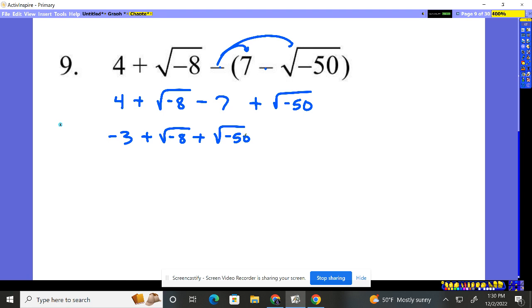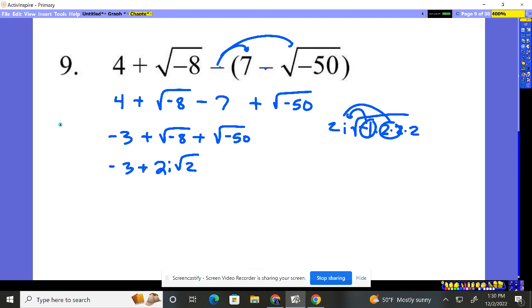So if we take, over here to the side, let's deal with negative 8. That's negative 1 times 2 times 2 times 2. Negative 1 is coming out as an i. 2 is coming out as a 2. So that is 2i root 2. So we have negative 3 plus 2i root 2.